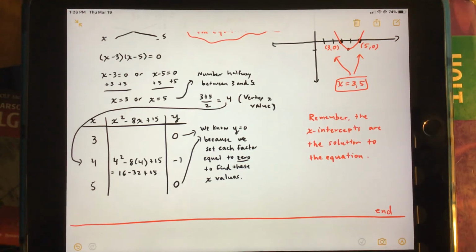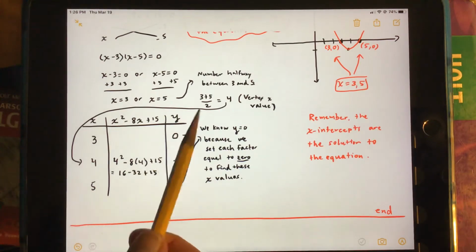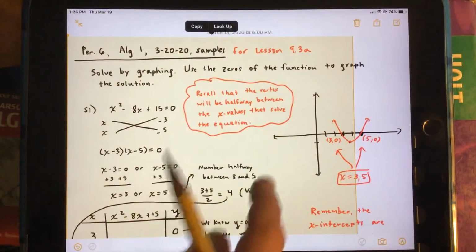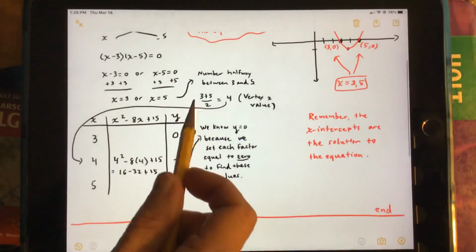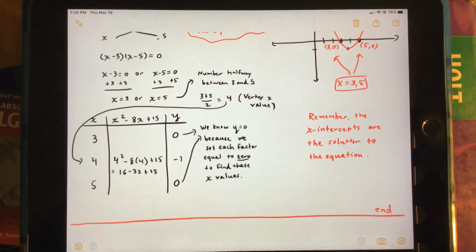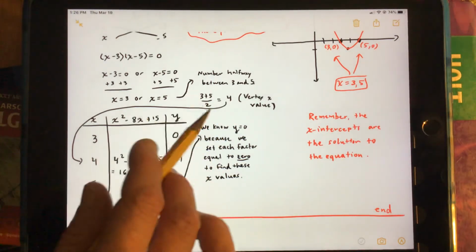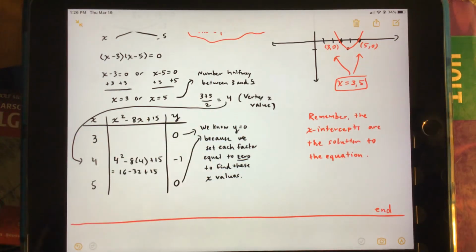So when it is not quite so obvious what number is exactly halfway in between our intercepts, we simply add those two numbers together, and then we're going to divide by 2. So 3 plus 5 divided by 2 is 4, and that gives us our vertex x value. In this case, we probably didn't have to go through that averaging process, but we can always use that if it's not obvious what number is exactly halfway in between your intercepts.